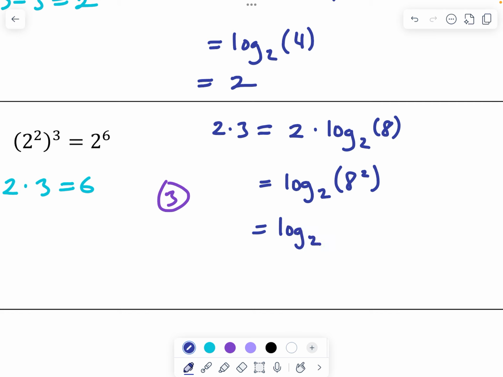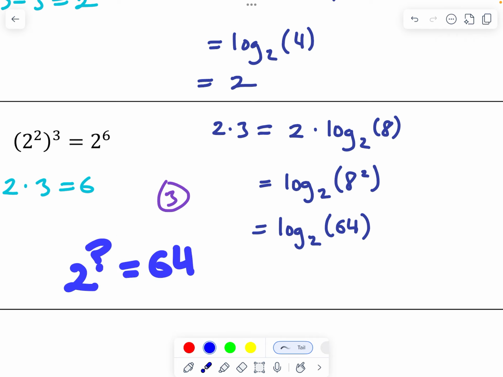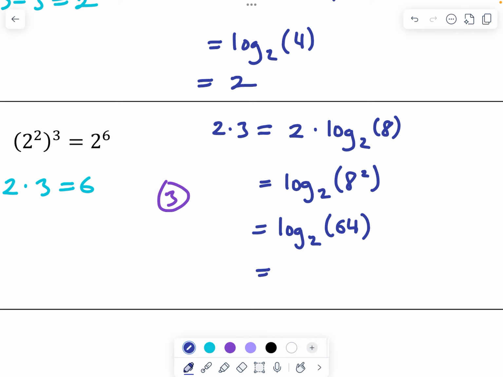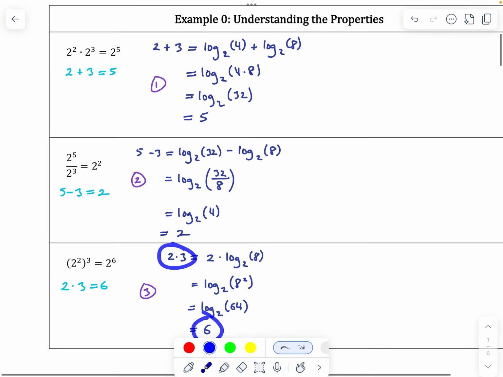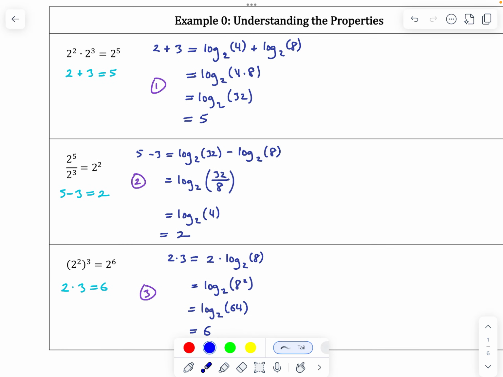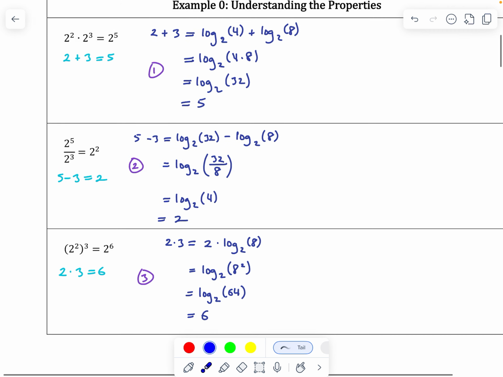Anyways, 8 squared is 64. And so we're asking ourselves, 2 to the what power is 64? And the answer here is 6. As expected, 2 times 3 is 6. So here we see how all three properties of logarithms relate to the corresponding exponential properties. It's all connected, they're just inverted.